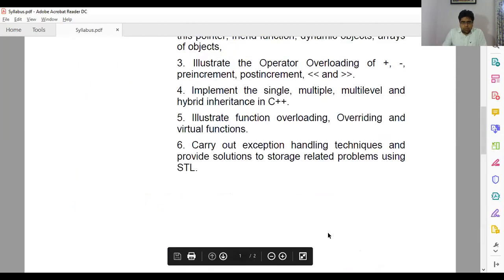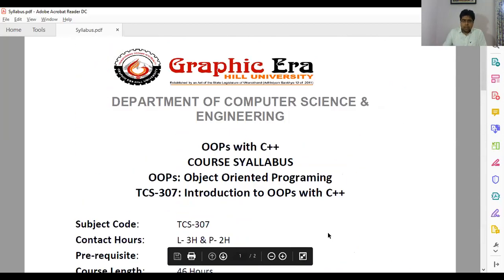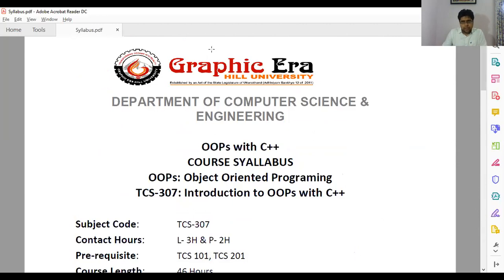So this is what we are going to cover in this semester, and so let's start our lecture: the importance of C and why we need to use C.